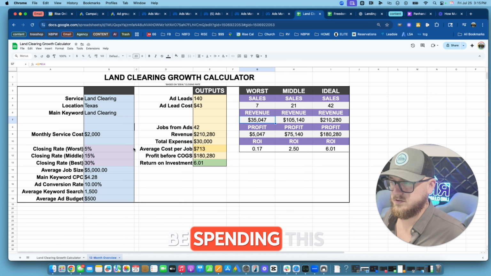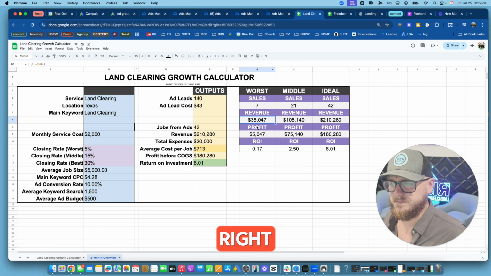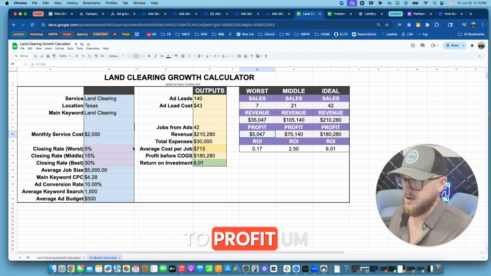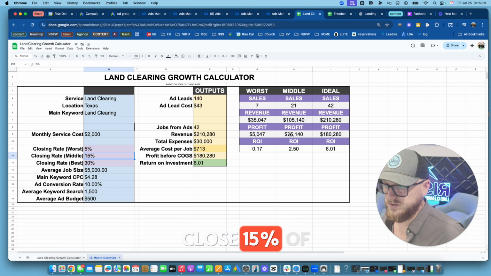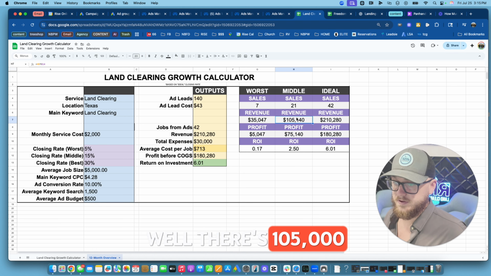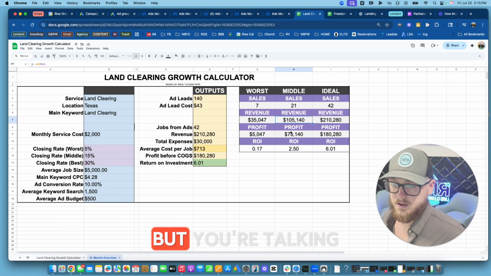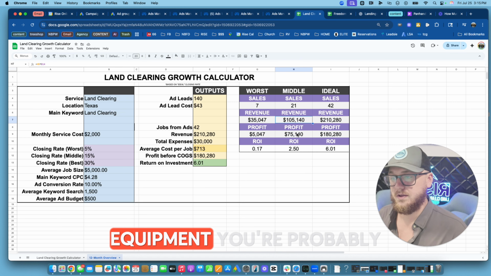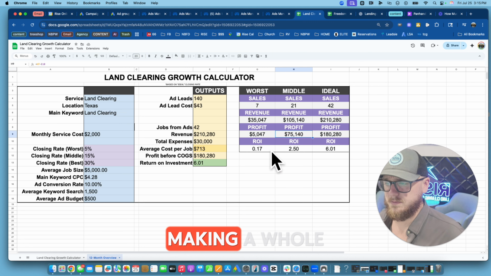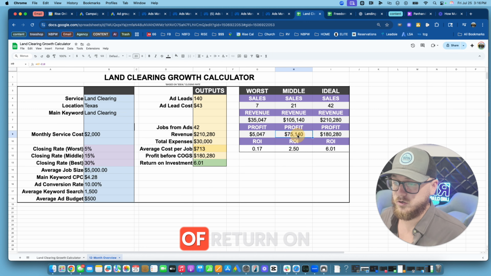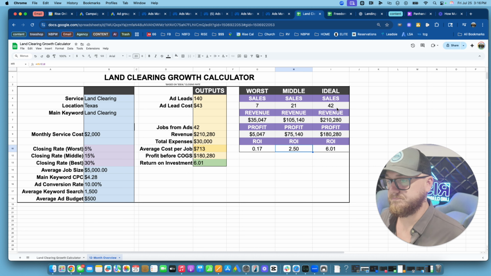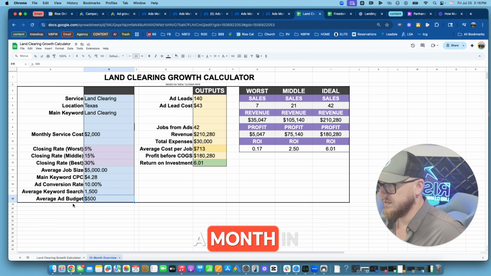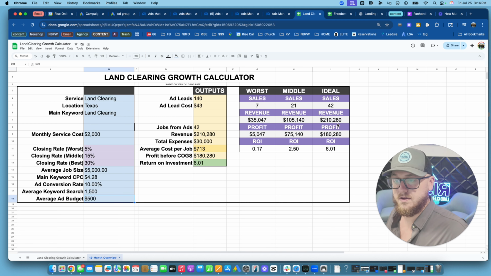Nobody's going to be spending this kind of money to make that kind of money, right? Very low. We all know after expenses, you're not actually going to profit. If you can close 15% of those, well, there's $105,000. At least you're hitting six figures, but you're talking about fuel, operating, insurance, trucks, equipment. You're probably not going to be making a whole lot off of that, but in terms of return on investment, it's still there.